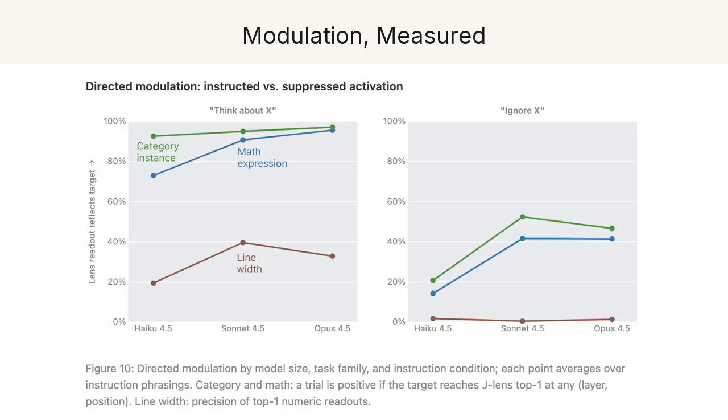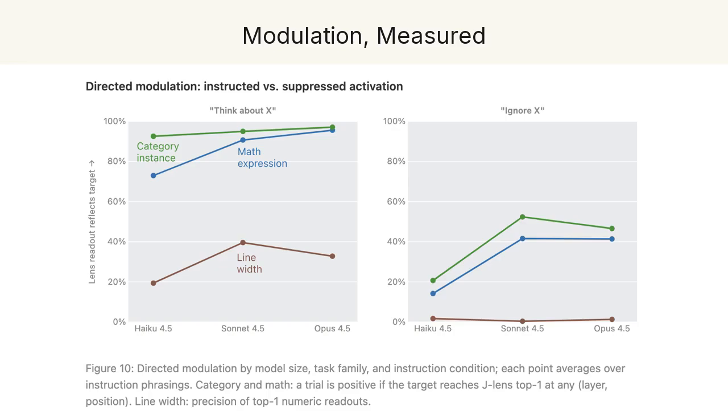Let's put a real number on directed modulation, the ability to deliberately hold a thought. The researchers instruct the model, "think about X," and check whether X actually shows up as the top concept in the workspace, even while the model is doing something else entirely. For naming a category instance or holding a math expression, it works remarkably often, and it gets stronger in the bigger models from Haiku up to Opus.